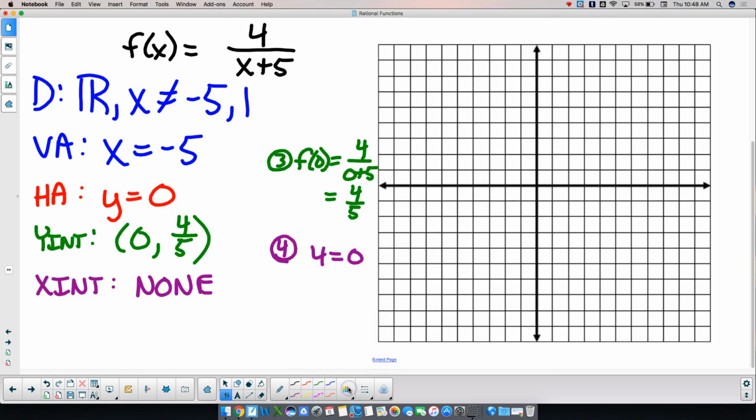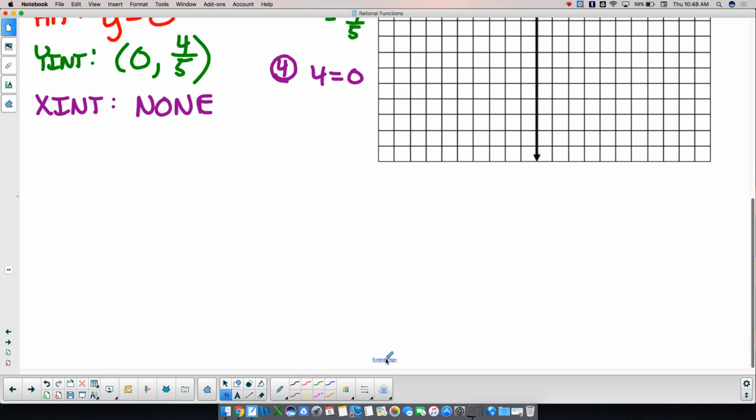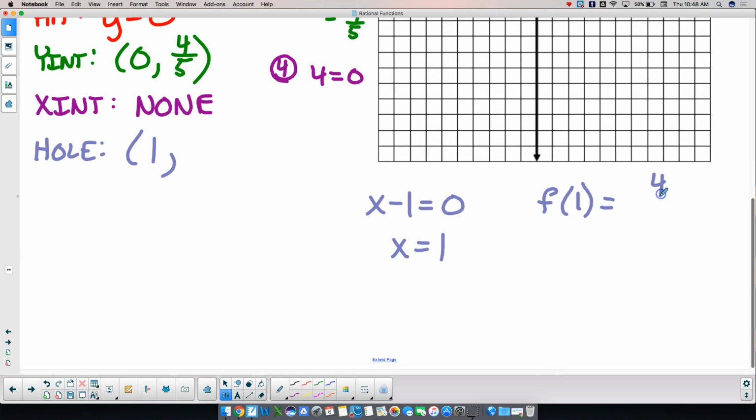Hole. We crossed out x minus 1. So I set x minus 1 equal to 0, and that gives me x equals 1. So the hole is going to be at 1, something, and for that something I put 1 into my function. 4 over 1 plus 5 is 4 over 6, which is 2/3. So my hole is at 1, 2/3.